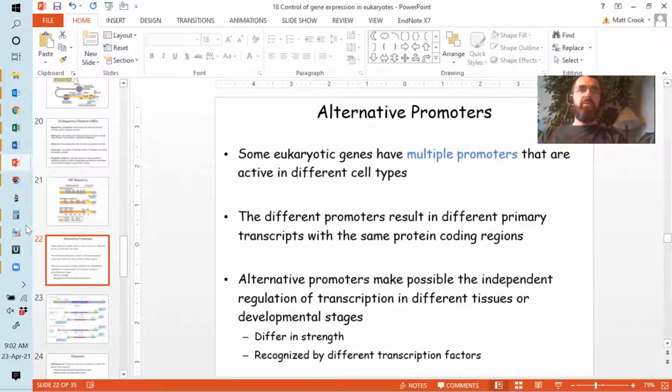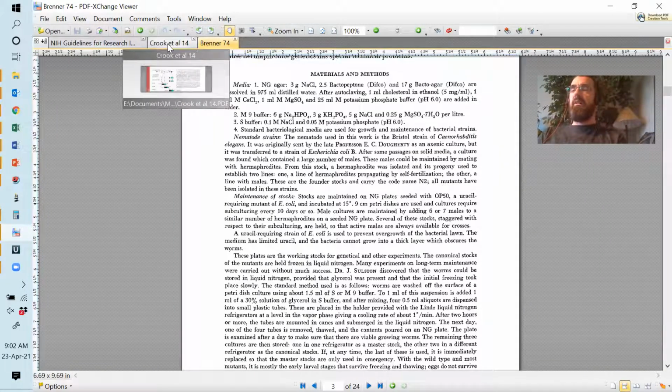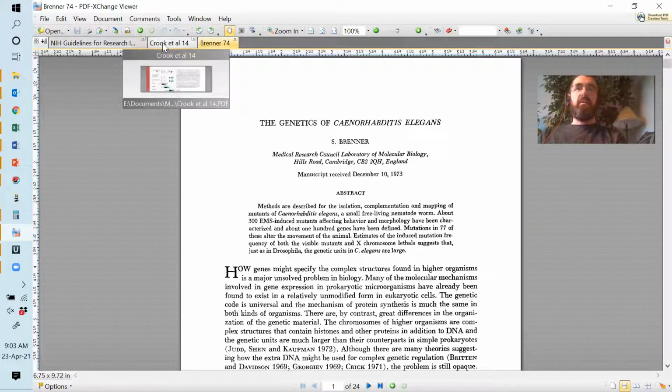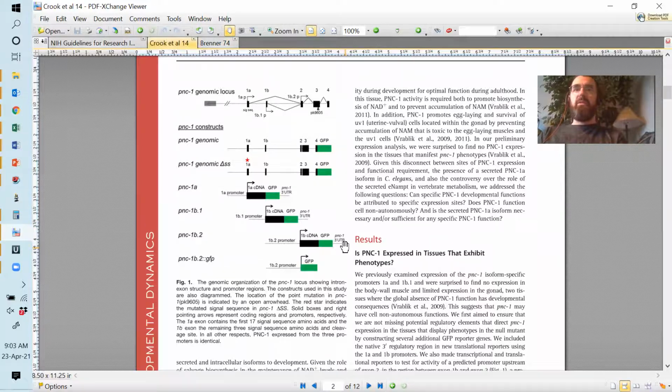So what I actually want to do is, you don't want to look at that. It's an old paper. This is actually the paper that started work on C. elegans by Sidney Brenner, who is essentially the god of C. elegans. What I want to talk about is this, which is a paper that I wrote 7 years ago, actually.